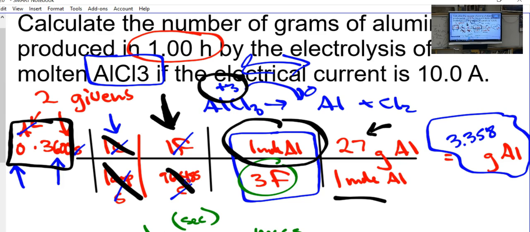Oh yeah, I had that crossed out. You definitely have to divide by that times that.